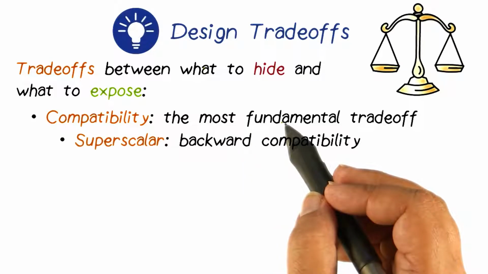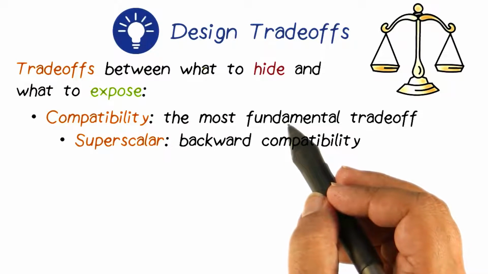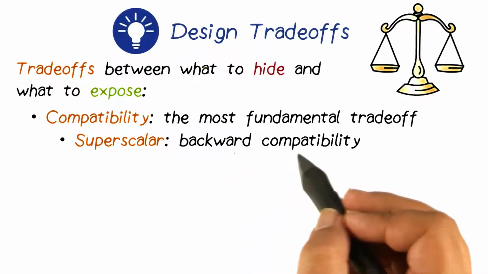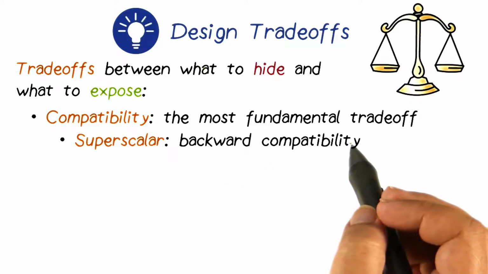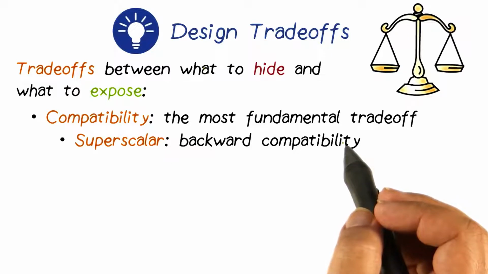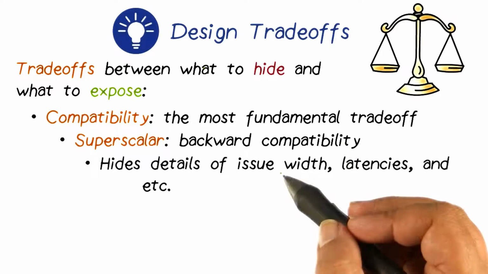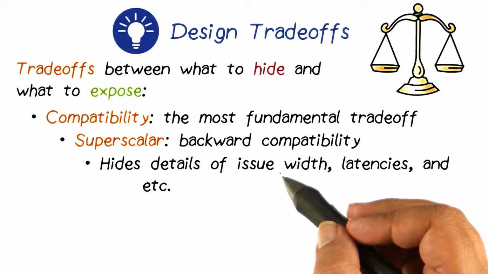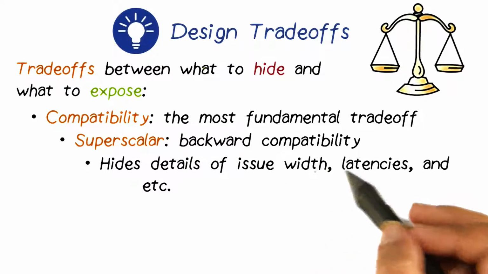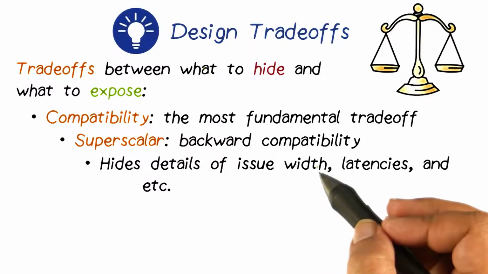Now, compatibility is the real choice that one would make in terms of what to hide and what to expose in terms of these design trade-offs. In terms of superscalars, backward compatibility is very important. The architectures remain the same, the software keeps changing a lot, and therefore they need to be backward compatible. And in order for different generations of the software to evolve, the ISA hides all the details such as the issue width, latencies, and so on and so forth.